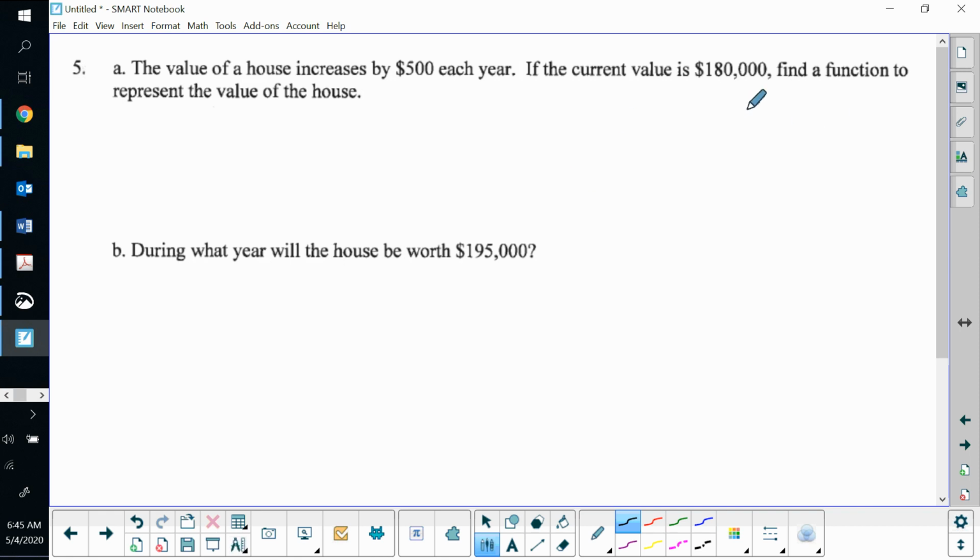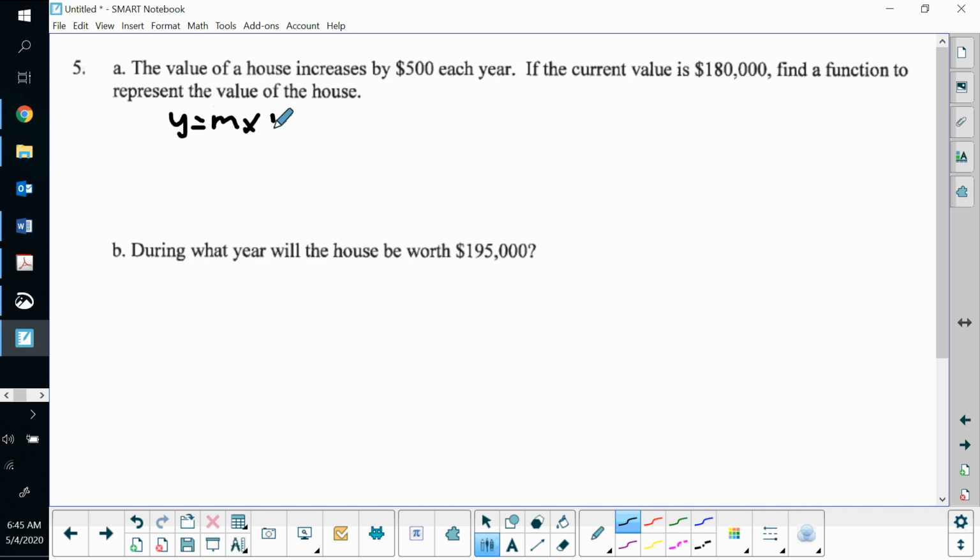So the value of a house increases by 500 each year. Current value is 180,000. Find a value to represent the house, or equation to represent the value of the house. So first year goes up by 500. Next year up by 500. The year after that by 500. Whenever you increase by a constant amount, you're working with linear.